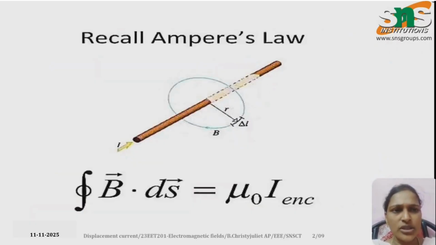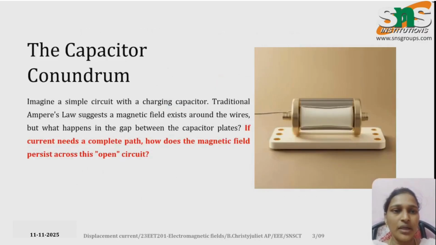So before getting into the displacement current topic, let's have a short recap about Ampere's law, because it is in connection to the upcoming topic. We know what Ampere's law is. Ampere's law states that the flux density enclosed in a closed loop will be equal to the amount of direct current enclosed within that loop, right? So integral B dot ds is equal to mu naught I enclosed. So the amount of flux contained in a closed circuit will be equal to the amount of current flowing through the closed circuit, right?